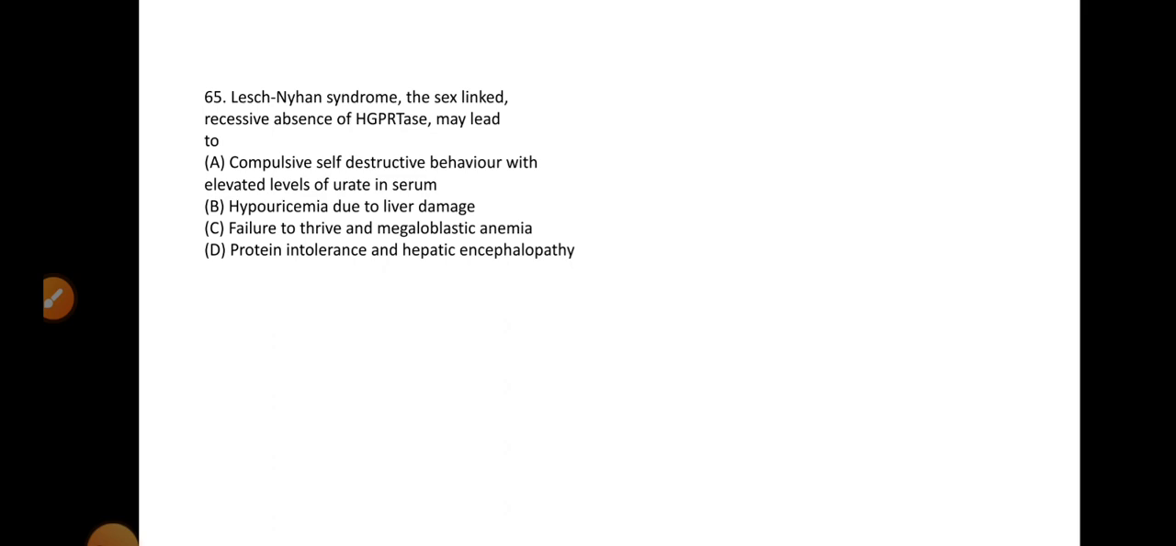The structure of tRNA appears like, very easy, helix, hairpin, cloverleaf, or coil. Lesch-Nyhan syndrome, the sex-linked recessive absence of HGPRTase, may lead to compulsive self-destructive behavior with elevated levels of urate in serum, hypouricemia due to liver damage, failure to thrive and megaloblastic anemia, or protein intolerance and hepatic encephalopathy.